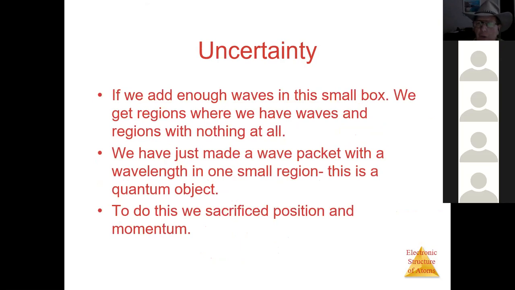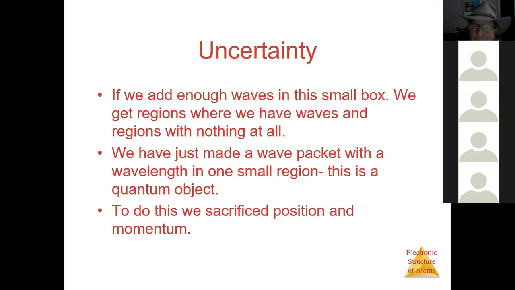So what we're going to do is take a small, tiny box, and we're going to have regions in it where we have waves and no waves at all, because we've got waves in there of different wavelengths. Some of them are going to be constructive areas. Some of them are going to be destructive areas. So we have areas where there's a whole lot of possibility of the wave being there, and areas where there's no possibility of the wave being there. Again, this is in a small box. We've just created a quantum object.